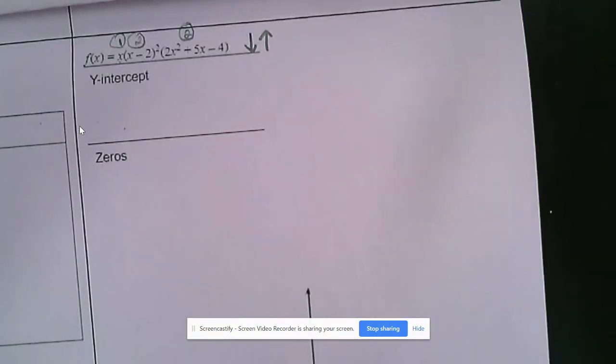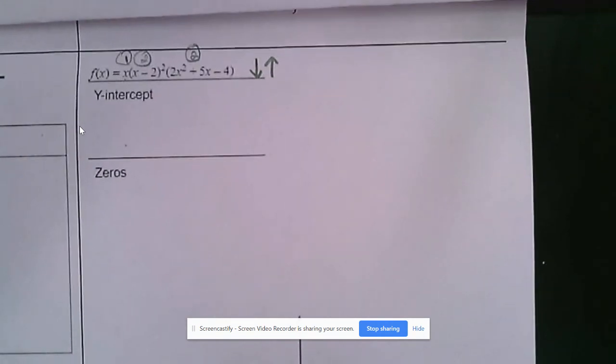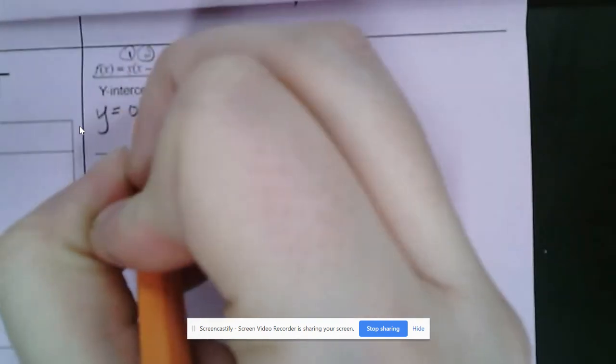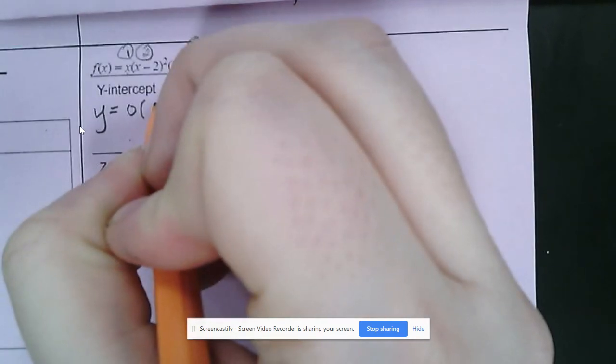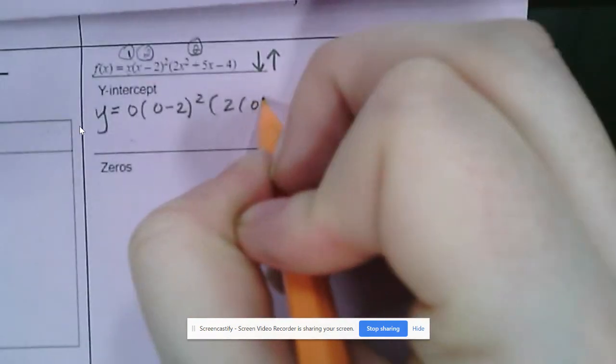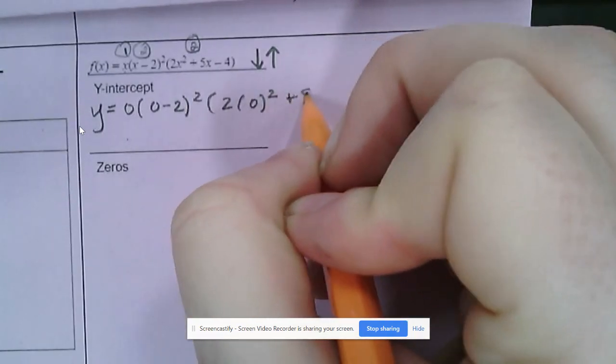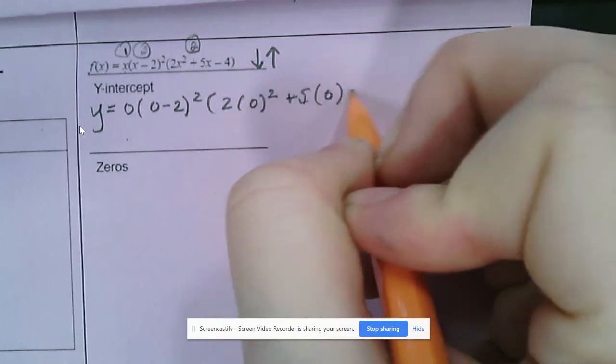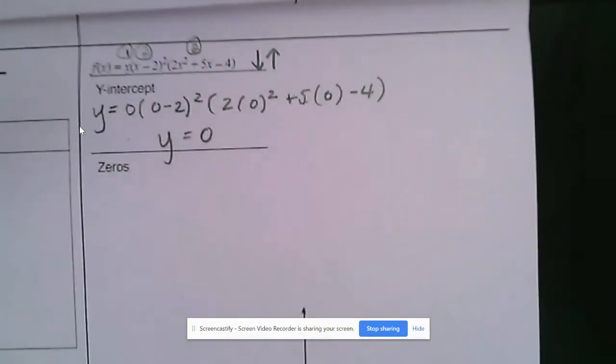My next step is going to be to get the y-intercept. So everywhere I see an x, I'm going to sub in a 0. And I'm going to put that in my calculator. And you're going to end up with 0. All right, so I know what my ends look like, and I know I'm going to be crossing the y-axis at 0. So now I need to get my zeros.